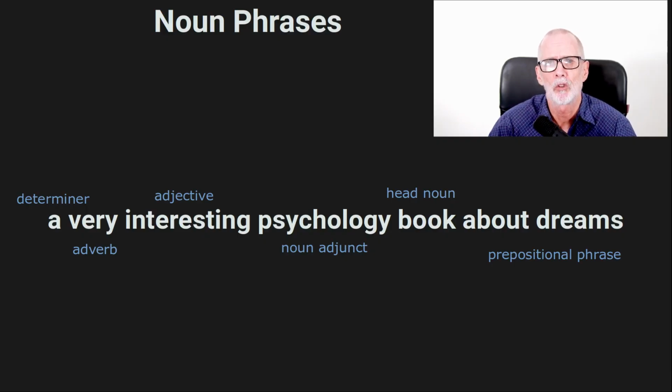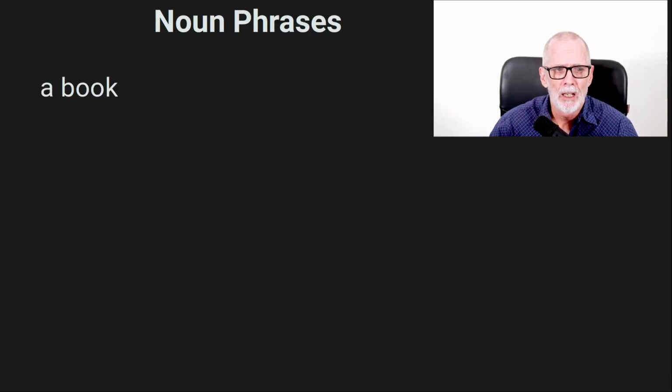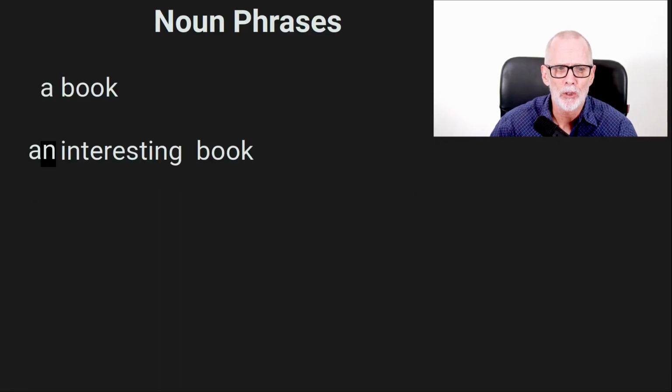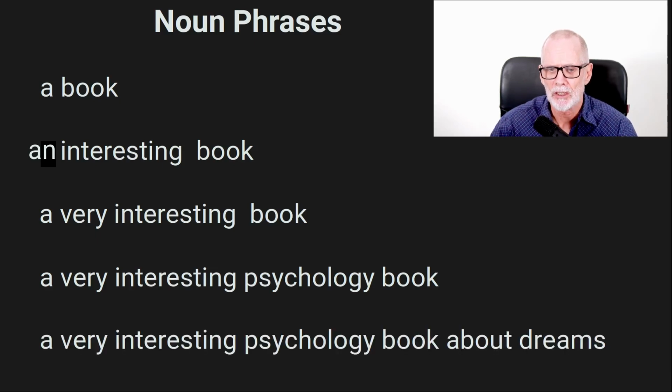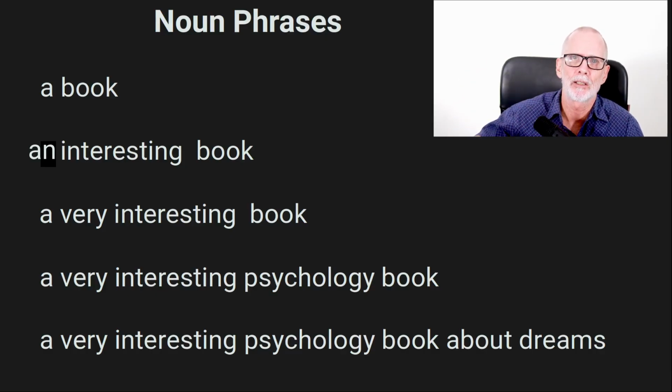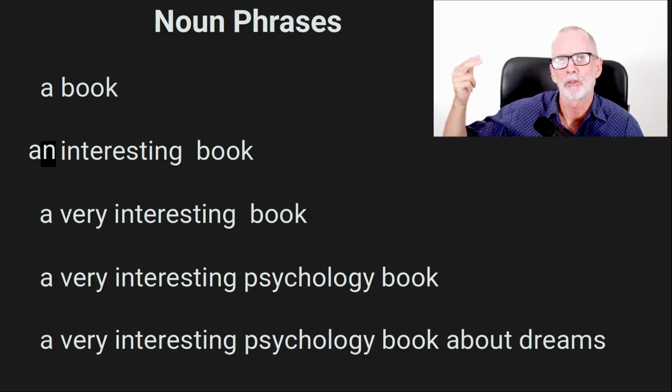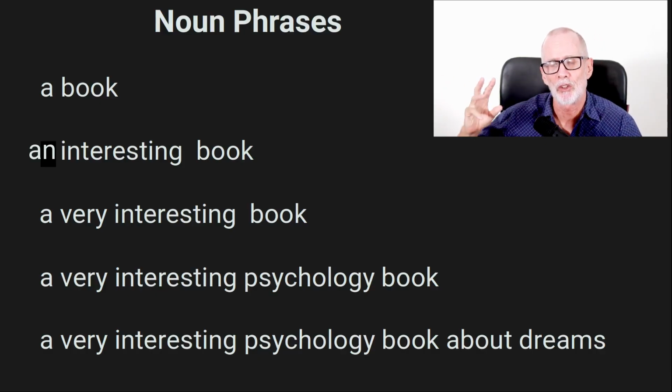So this is how we can form a noun phrase. And this is the order of the words that we would use to form the noun phrase. Just to be clear, a book, an interesting book, a very interesting book, a very interesting psychology book, and a very interesting psychology book about dreams. All of those are classified as noun phrases. So you don't need to use all the elements. You don't need to use an adverb, an adjective, a noun, another noun to describe the second noun, and a prepositional phrase. It's not necessary to use all those things to form a noun phrase.